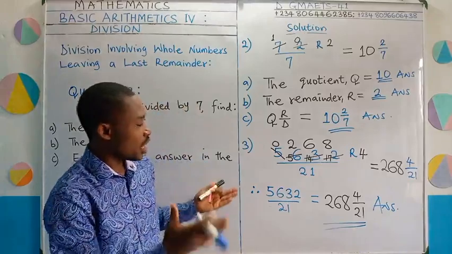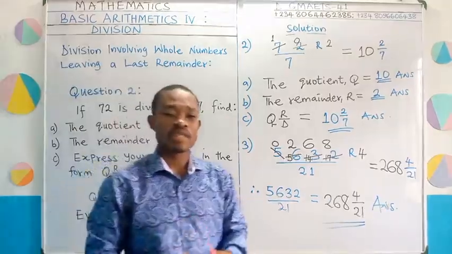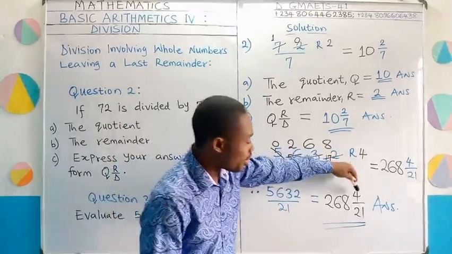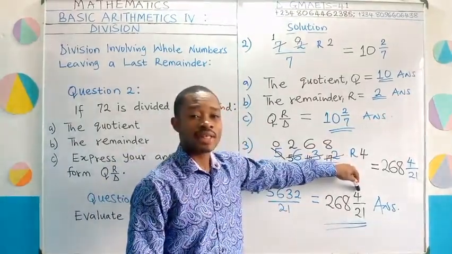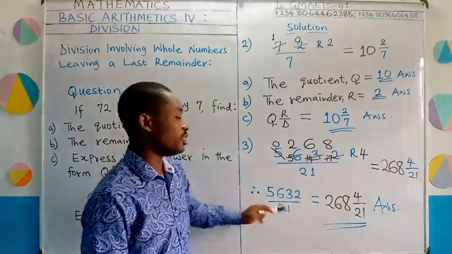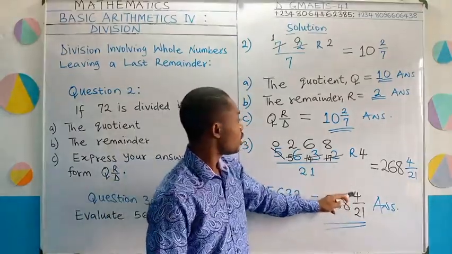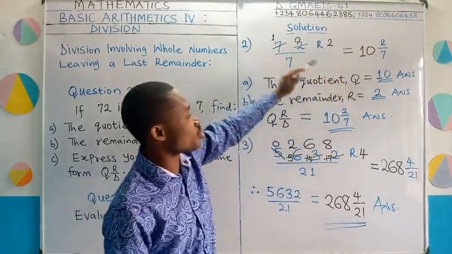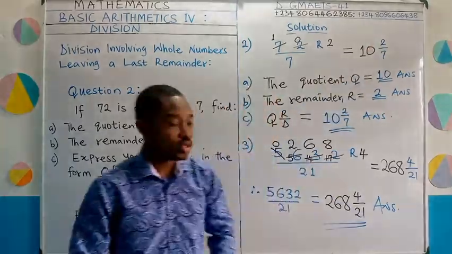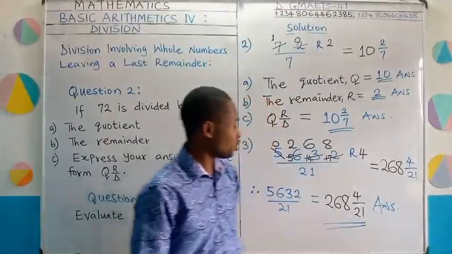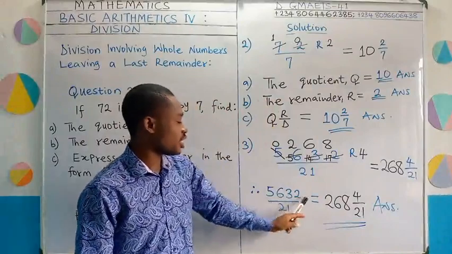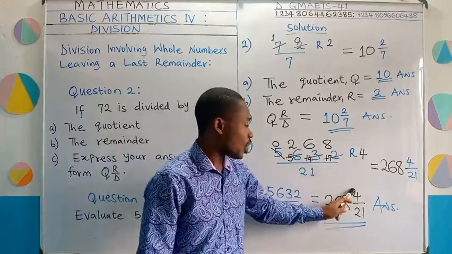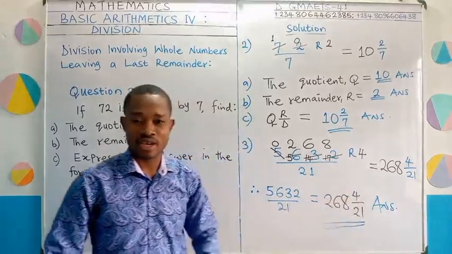Now, before I round off with this, I want to quickly point out something. Do you know, and you've seen clearly, that the numerator of the fraction in our answer is always the last remainder of the division? Look at it, like here it is 4. In this case, it is 2. Alright, when we did 72 divided by 7, the last remainder is 2. And that 2 is the numerator of our fraction. When we did 5,632 divided by 21, the last remainder is 4. And that 4 is the numerator of our fraction in our final answer.